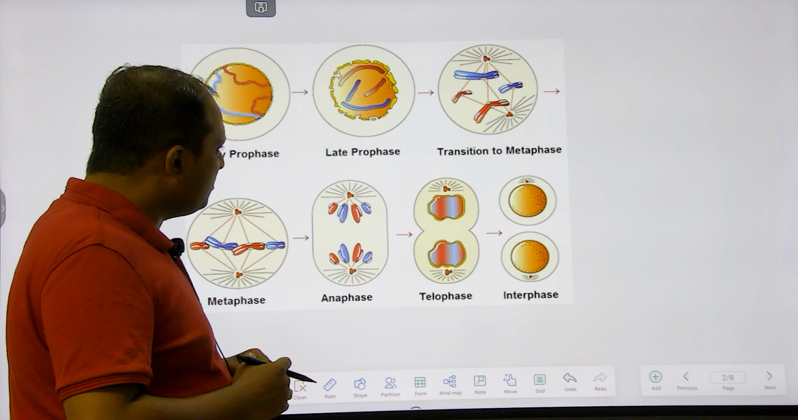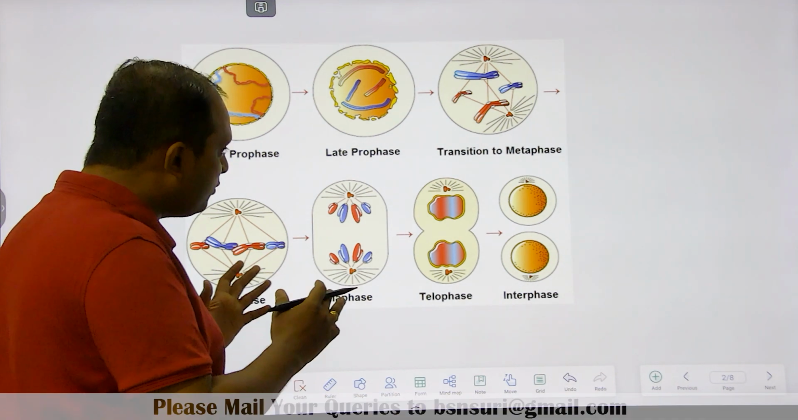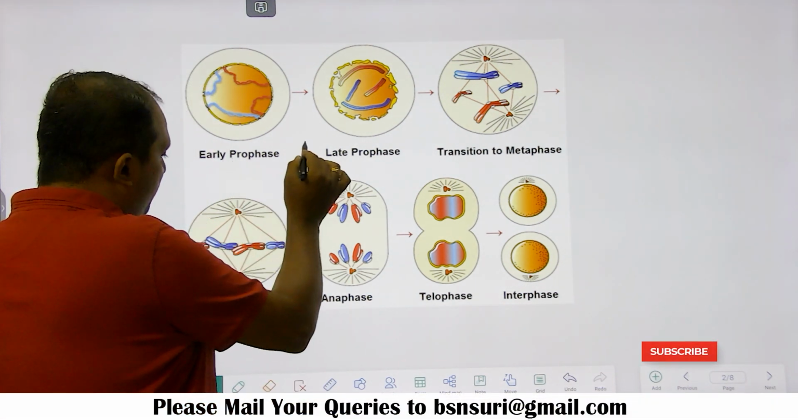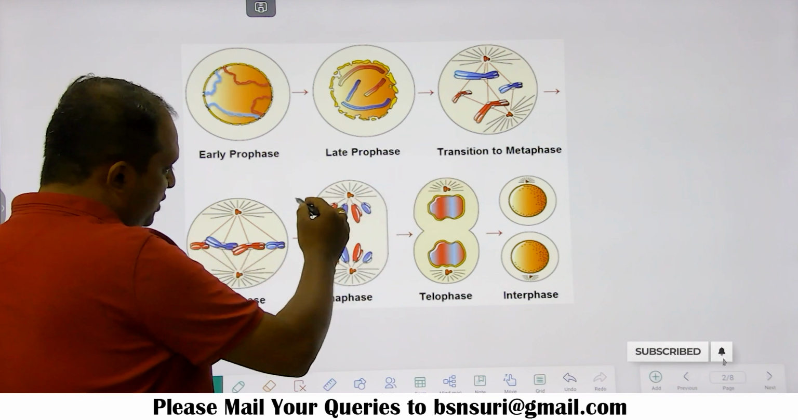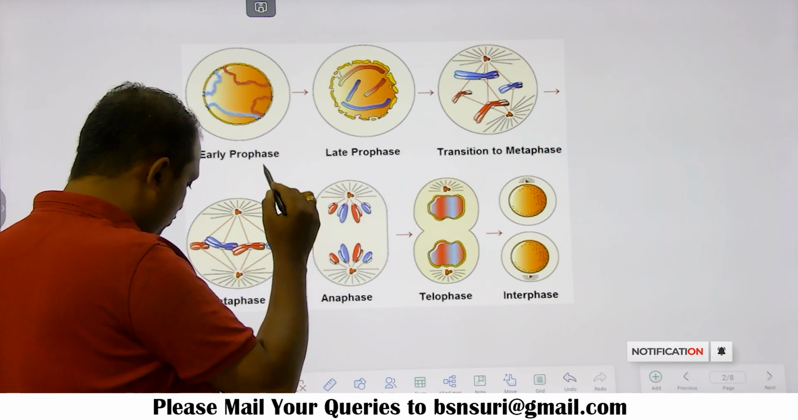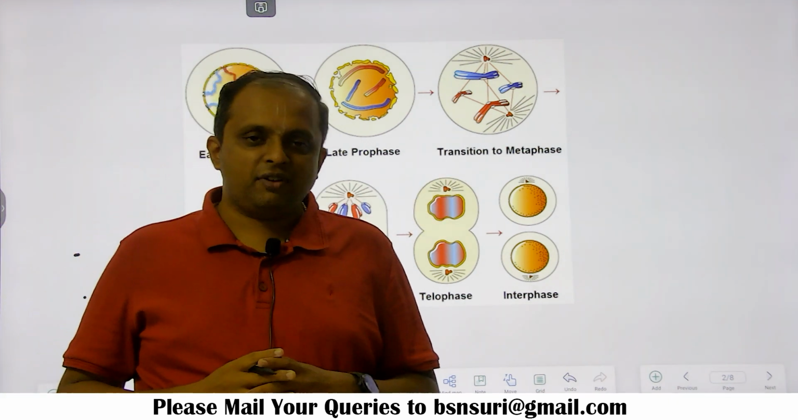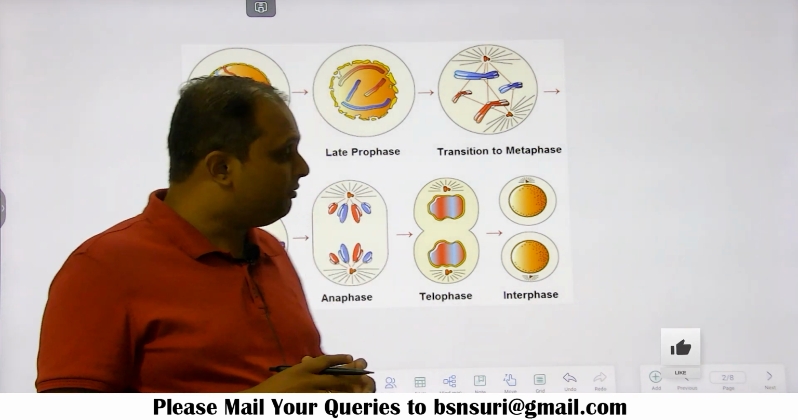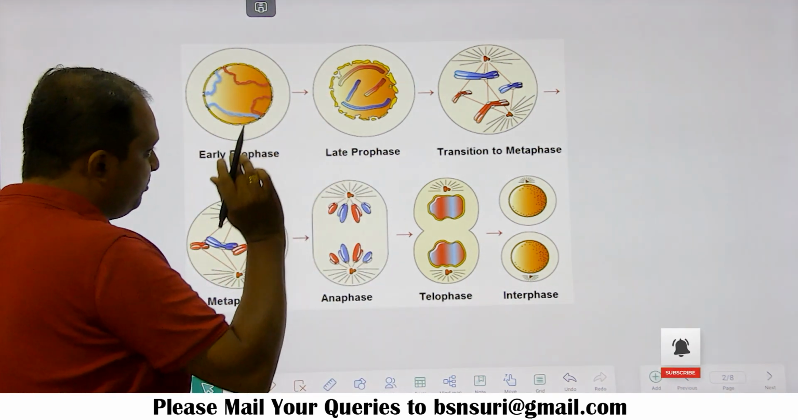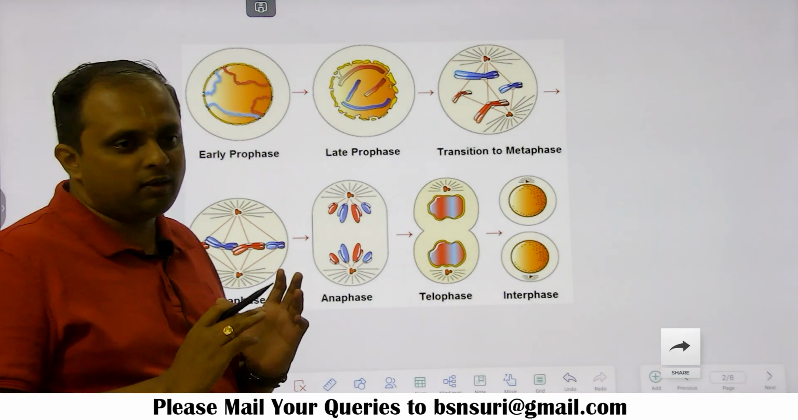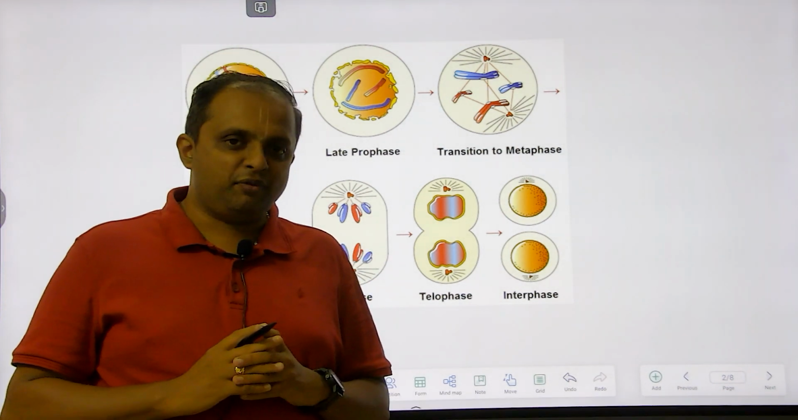Let's begin with mitosis, which has four phases, of which we'll be talking about the prophase and metaphase. So we'll restrict ourselves to this. Prophase is the first phase of mitosis. Here there are two things given: early prophase and late prophase. So let's see what the differences are between early prophase and late prophase.